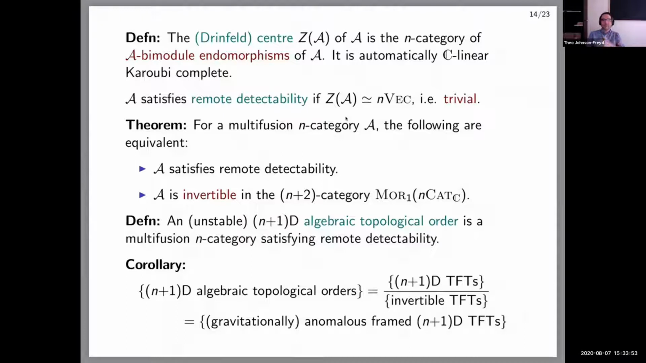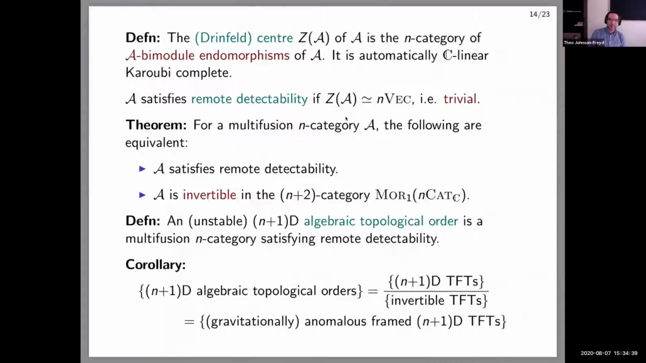It automatically has all the completeness that your original category had, just because you can write it down as a limit. And so for any monoidal n category, in particular for a multifusion n category, I have a Drinfeld center, and my axiom is that I have remote detectability if this center is trivial in the way it can be, which is to say it is only the n category of n vector spaces. As we were discussing with Xiaogang already, when n is 3, that n category has lots and lots of simple objects. So it's not really trivial. It has a lot of things in it, but they're things that you would automatically universally have.